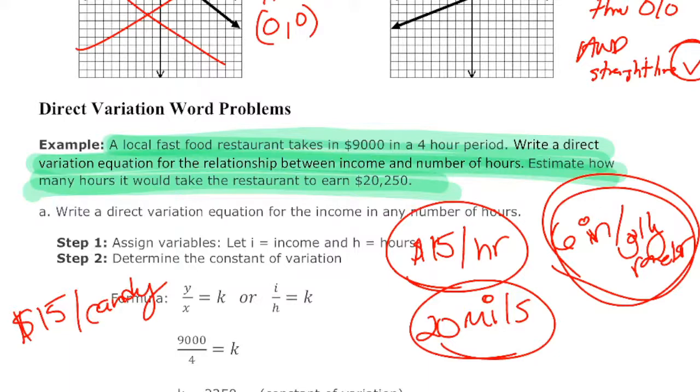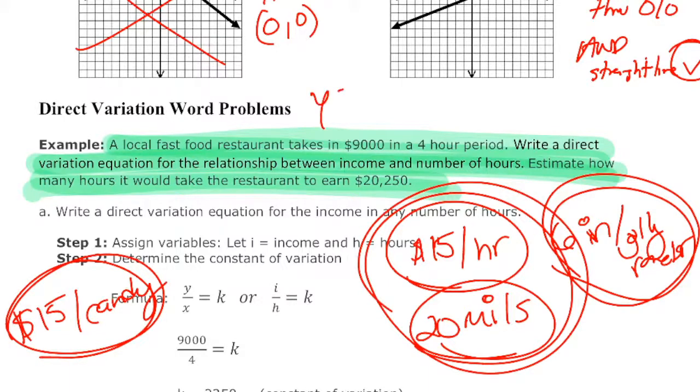What you're looking for is this right here, because this is your K. Okay? K, remember, is how much you're changing per time, or per whatever. The catch is they don't always tell you straight up. For example, in this problem, it says the restaurant makes $9,000 in 4 hours. Okay?